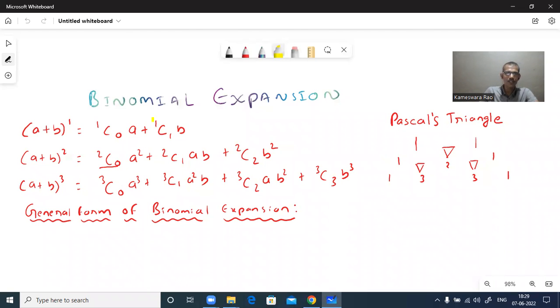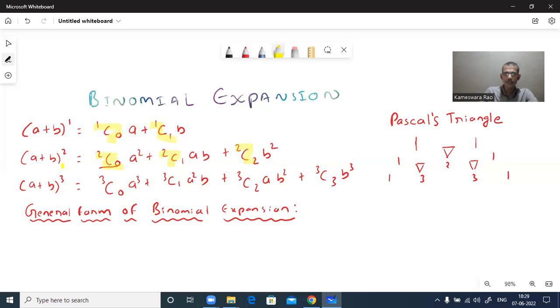Namaste, welcome to all. Today we'll discuss algebraic identity using binomial expansion. We know (a + b) to the power 1 is a + b only. We can write the binomial coefficients 1C0 a and 1C1 b. Similarly, the (a + b) whole square identity we know. That can be written as 2C0 a square, 2C1 a into b, 2C2 b square.